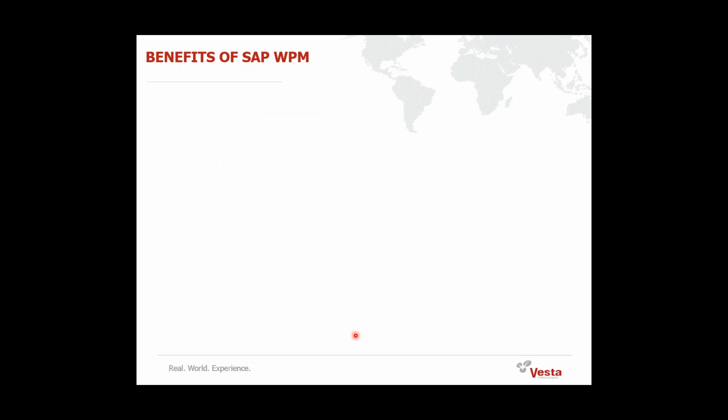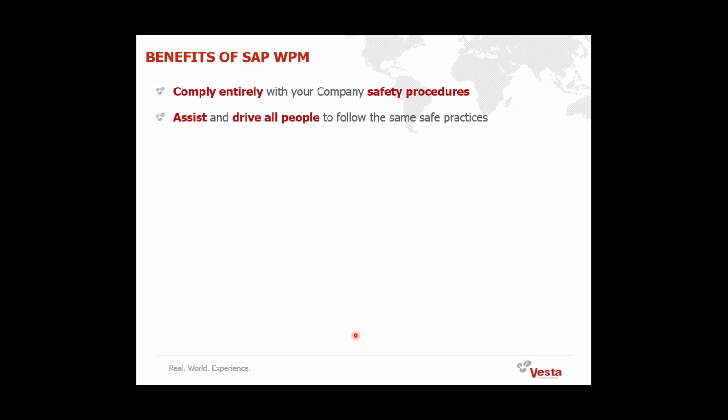Now, what are the benefits of SAP WPM? There are multiple benefits. The first is to comply entirely with your company safety procedures. What does it mean? The process of work permit that was agreed by business people during the design phase will be tailored into SAP WPM. Therefore, the solution will comply entirely with your company safety procedures.